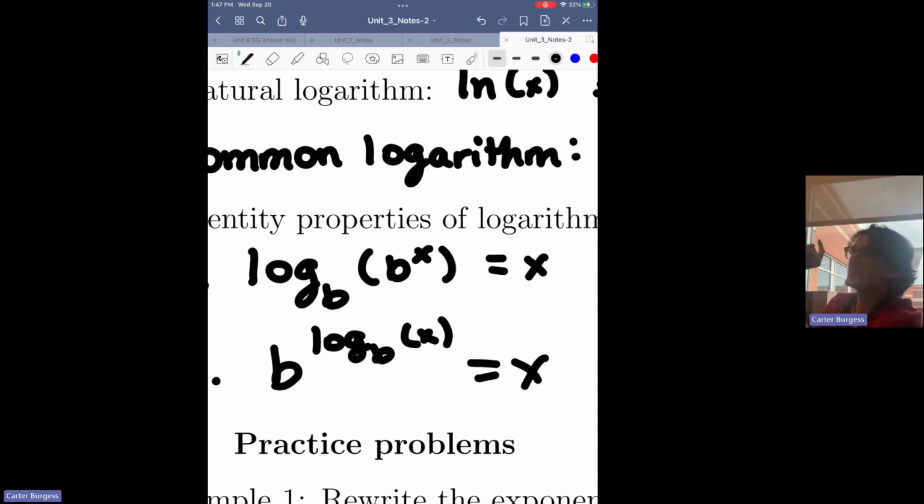All right. The second one, I think, is a little bit trickier to unpackage. But we can do something similar. Log base b of x, that output, this number, what does this whole thing represent?